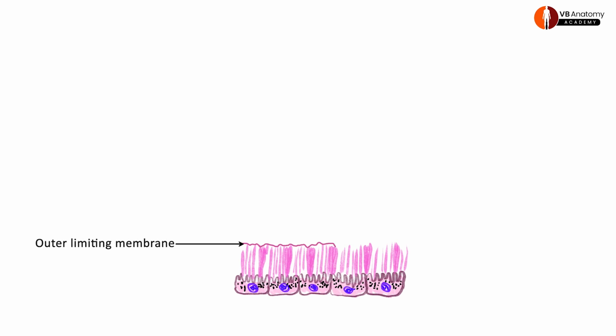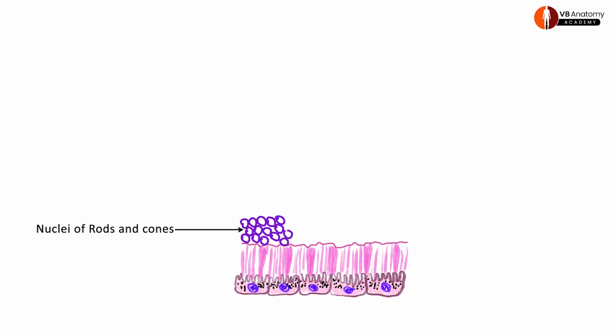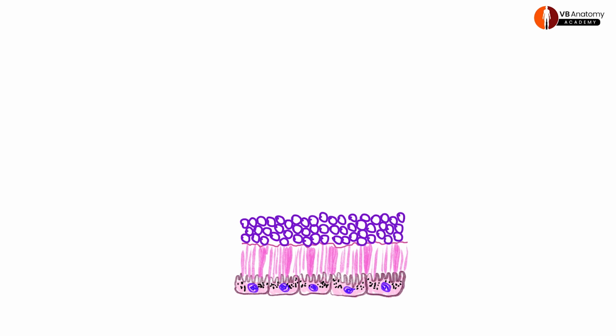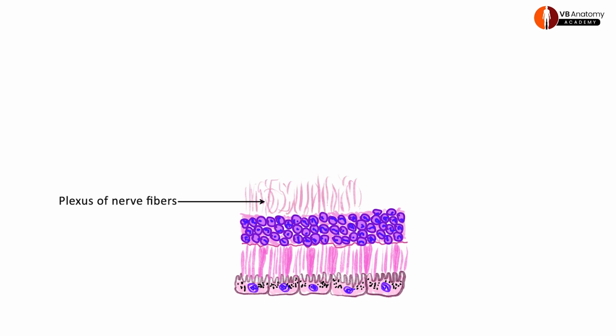Now let's draw the outer limiting membrane. Let's now draw the layer of nuclei of rods and cones. Remember, these nuclei are a huge number and you have to draw a very densely packed network of nuclei here. Draw the background because every cell needs support. This becomes your layer of nuclei of rods and cones or the outer nuclear layer. Now let's begin to draw the outer plexiform layer, which is a synapse between the axons of rods and cones and the dendrites of bipolar cells and horizontal cells. So this is a fibrous layer.